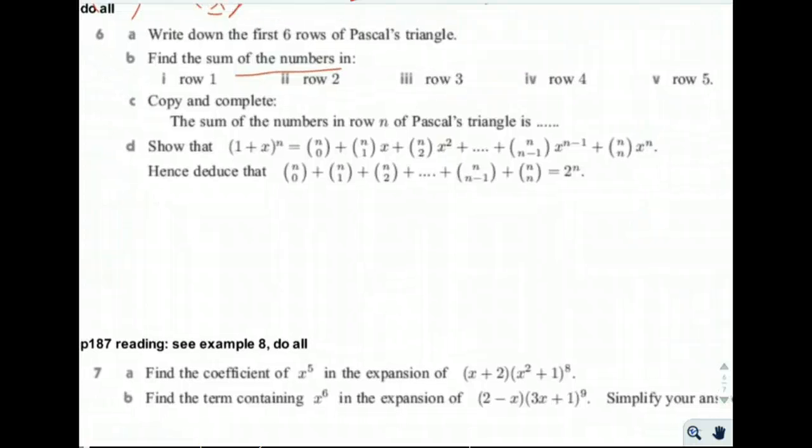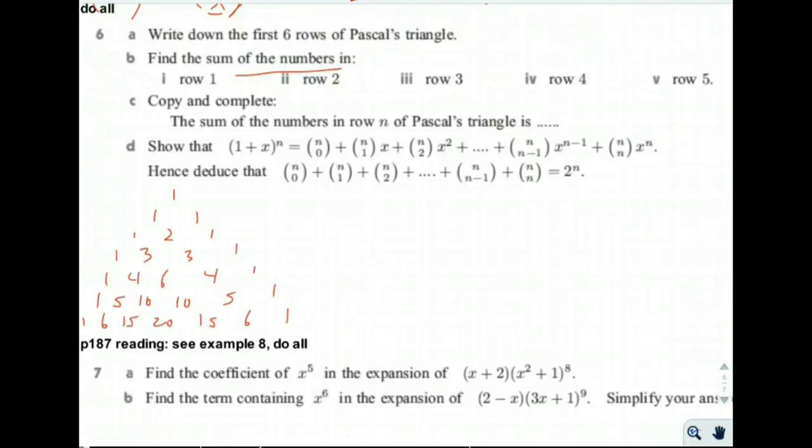Okay, first it asks us to do the first 6 rows of Pascal's triangle. Then it asks us to add up all the numbers, all the coefficients in each row of Pascal's triangle. I guess it shouldn't surprise us that it gives us numbers that double, because we kind of double every number the way we find Pascal's triangle. But copy and find the sum of the numbers in. We found all the sums.